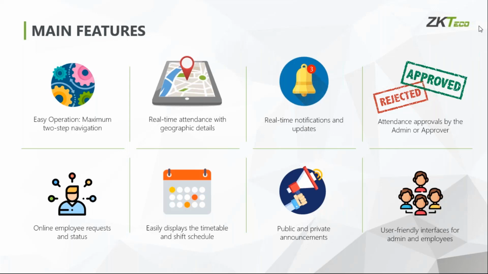And we have an announcement window, which is public and private. It's like a company social network. You can provide some meeting announcements, you can give some private announcements. It can be pushed through the mobile application. And the user friendly interface, as I mentioned, there are two interfaces, admin and employee, and it's very easy to use and very fast.